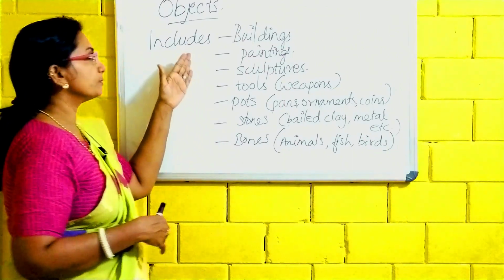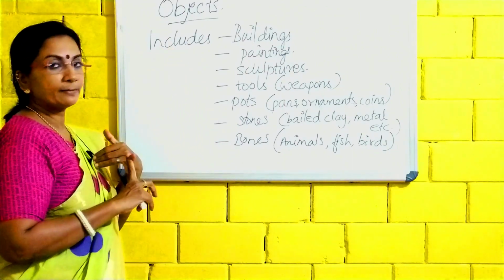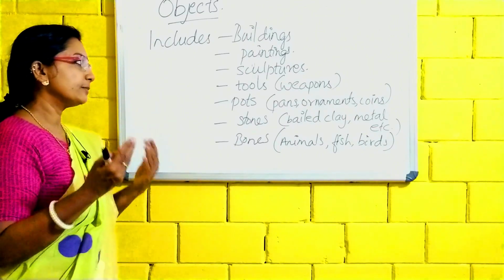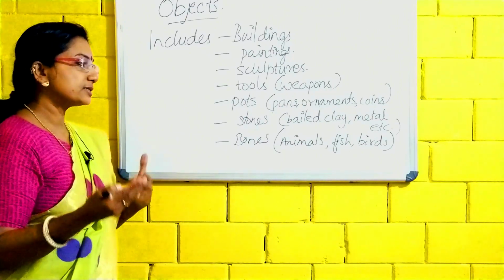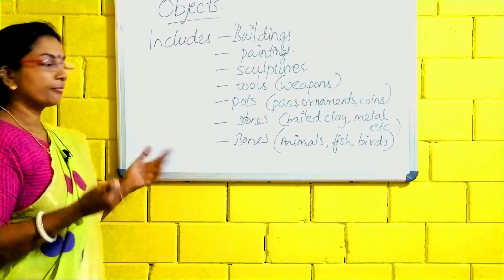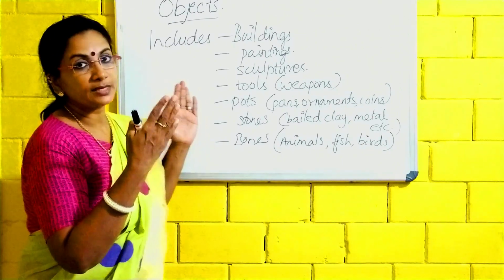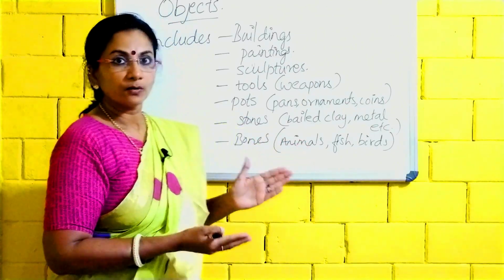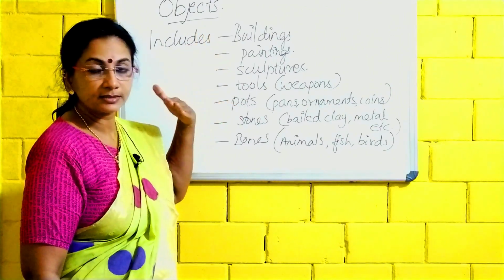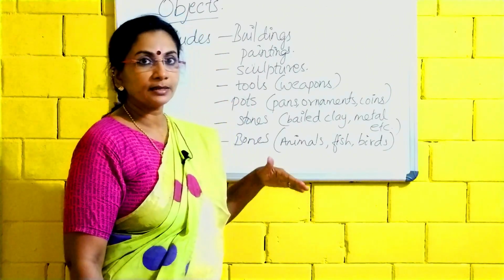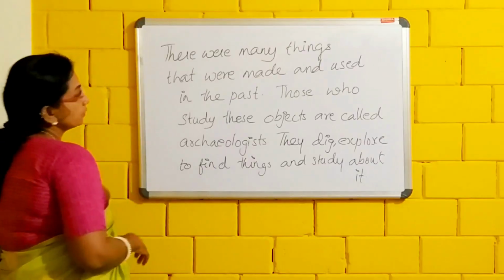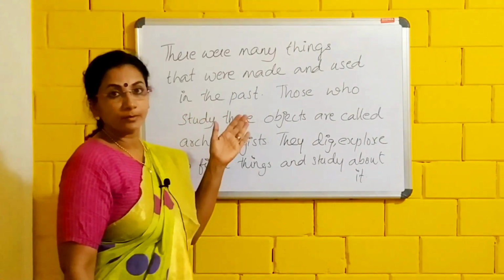So, these objects are the buildings where the people lived at that time, the paintings they used, the sculptures, the tools, that means the weapons, the pots, pans, ornaments, coins used by the people of that age, stones, baked clay, metal, etc., bones of animals, fish, birds. These are the things included in the objects. Next point: what is the importance of an object in finding out about the past? So, we learned about these objects.